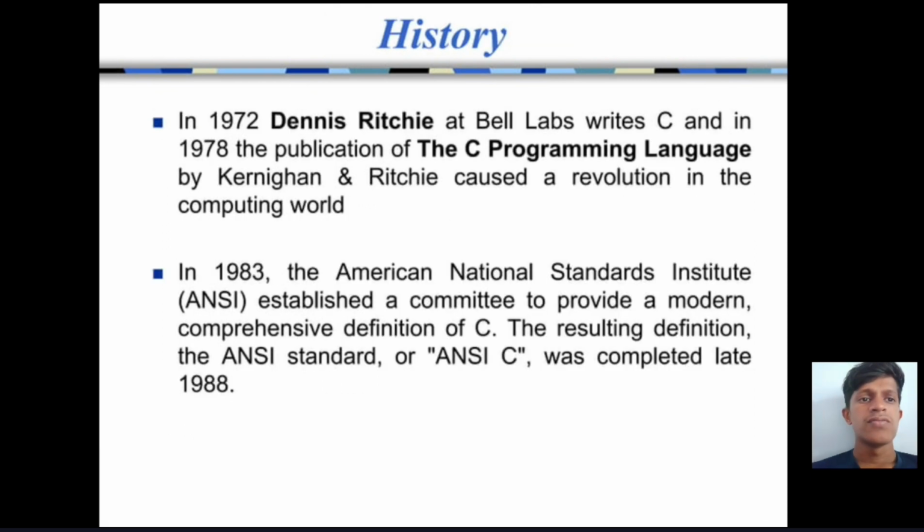Next, we shall look at the history of C programming. In 1972, Dennis Ritchie at Bell Labs writes C, and in 1978, the publication of The C Programming Language by Kernighan and Ritchie caused a revolution in the computing world. In 1983, the American National Standards Institute (ANSI) established a committee to provide a modern, comprehensive definition of C. The resulting definition, the ANSI standard or ANSI C, was completed in late 1988.